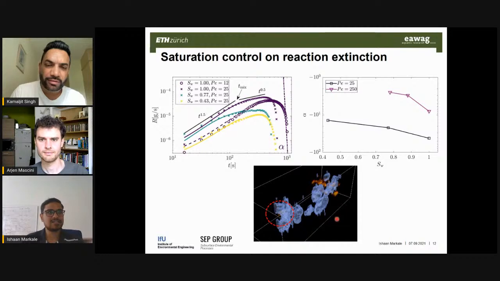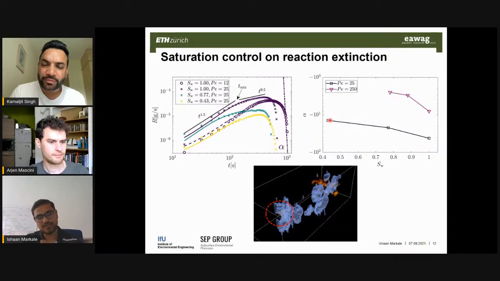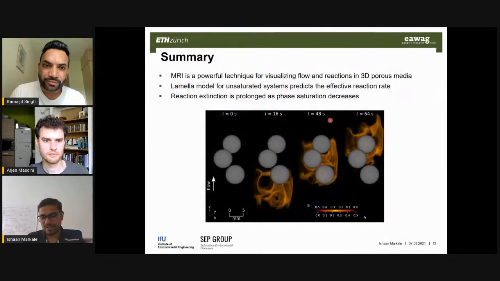And this can be seen in this figure here, where we see that as the saturation is reducing, it takes much longer for the reaction to completely extinguish, and this is irrespective of the Péclet number. And that's my last slide.